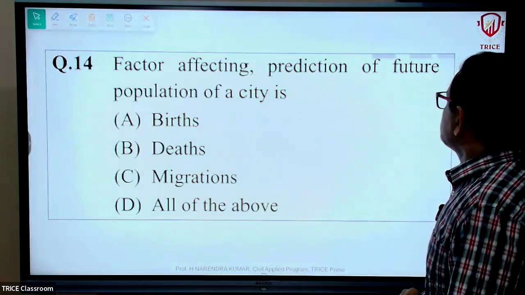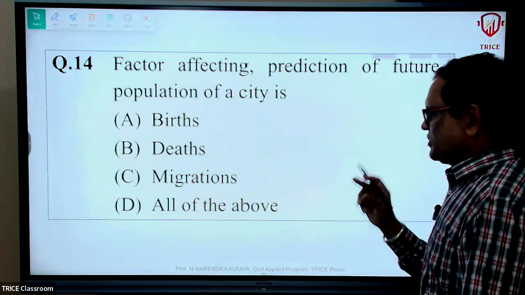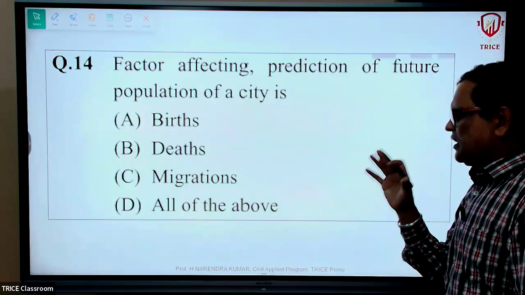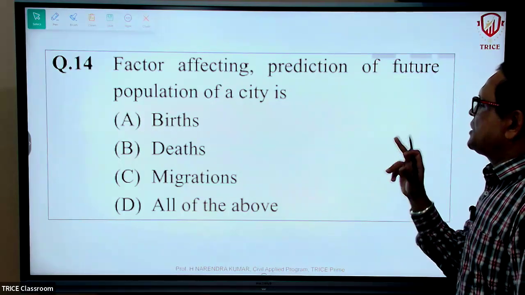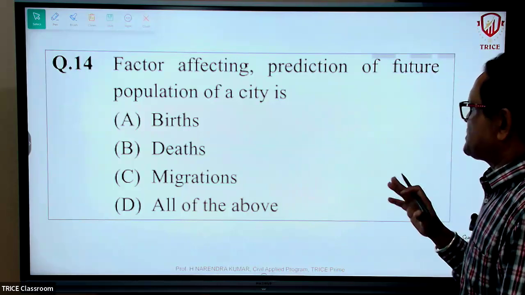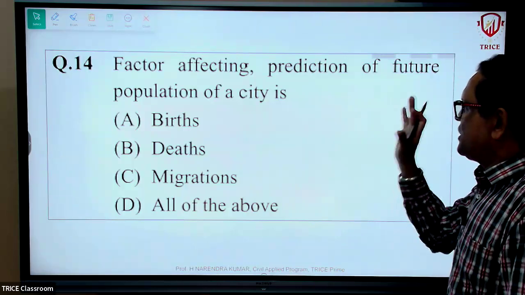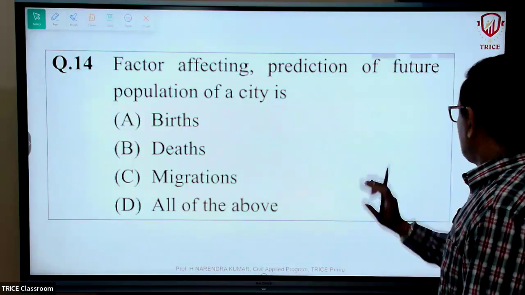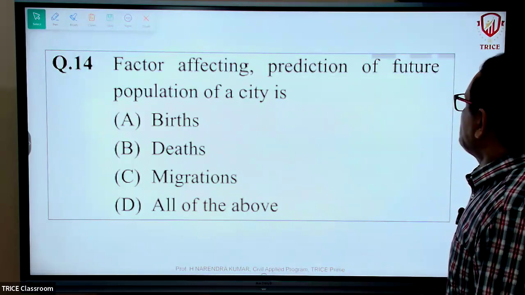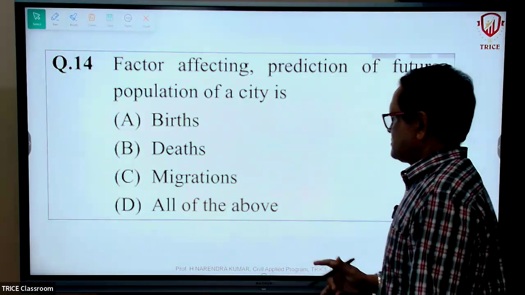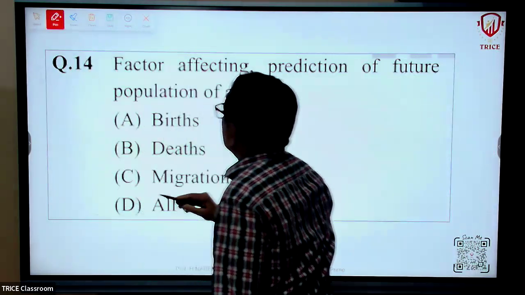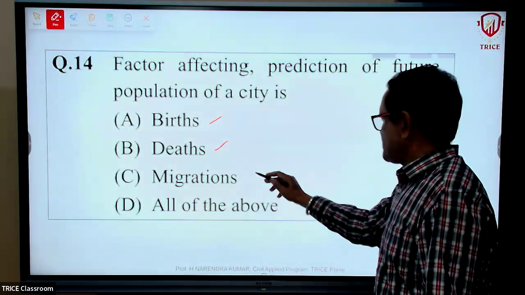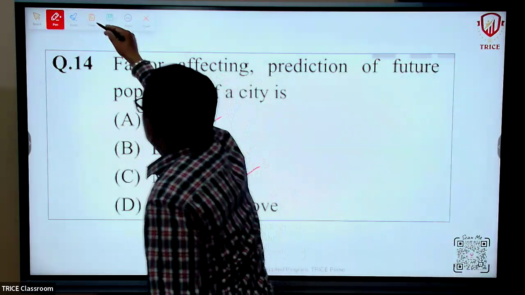So, factors affecting prediction of future population of a city. This is the introduction for forecasting the population. If you look at any textbook on water supply engineering and population forecasting, the first sentence given in any textbook on population forecasting is the same sentence. The same thing is being copied in one of the papers. Factors affecting prediction of future population of a city. So you can easily answer this. The number of births is one of the factors. Death, yes. Migration. So the answer is all the above.